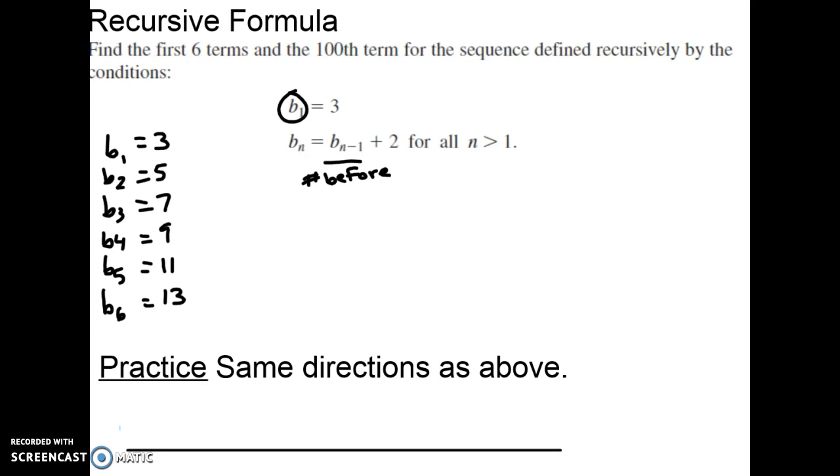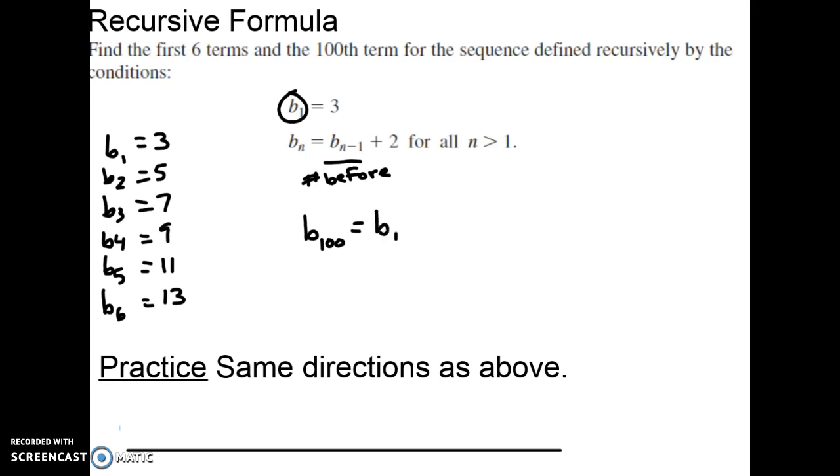For listing out the first 6 terms, recursive is much easier. The hard part is finding that 100th term. So if we wanted to find B of 100, that gets tricky because we need to know what the 99th term is. And so what I like to do is mix it up a little bit.